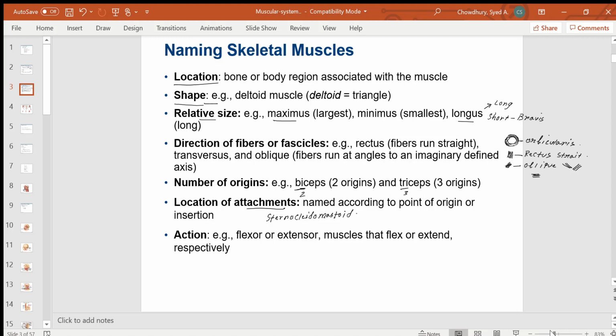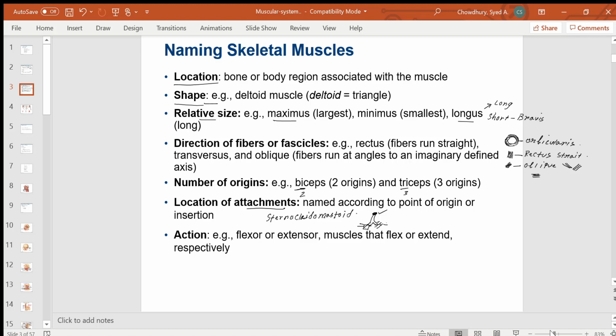And why is it called sternocleidomastoid? Because this muscle has two lower ends and one upper end like this. So two lower ends, one is attached to the sternum, another is attached to the clavicle. So sternum, clavicle, that's why sternocleido indicates clavicle, and the upper end is attached to the mastoid process of the temporal bone. So you see, three attachments: lower sternum, clavicle, and the upper end is attached to the mastoid process. Okay.